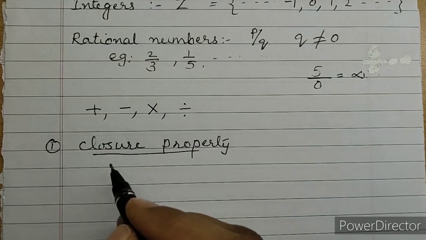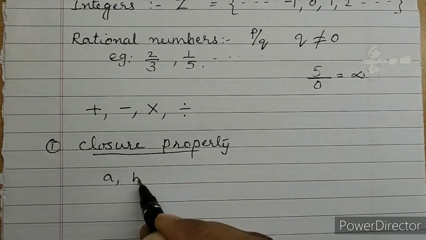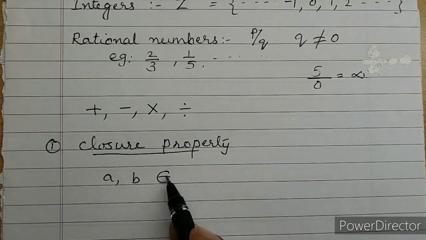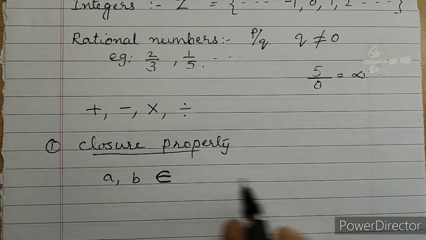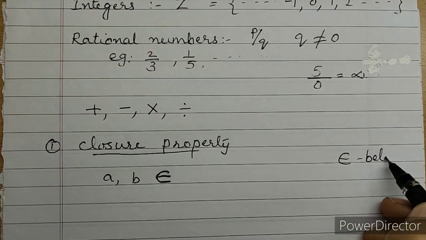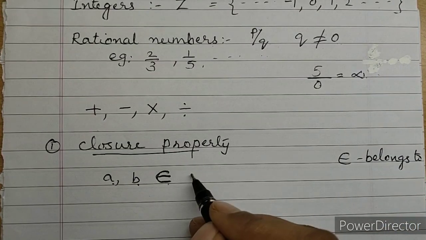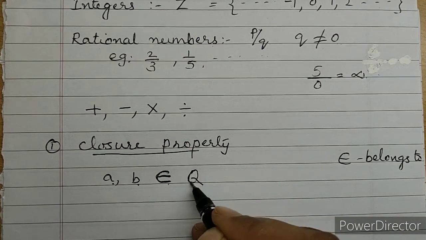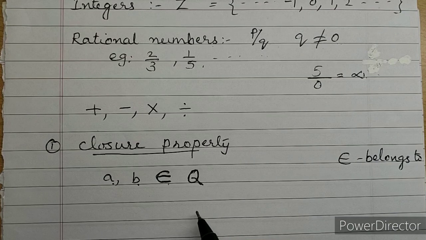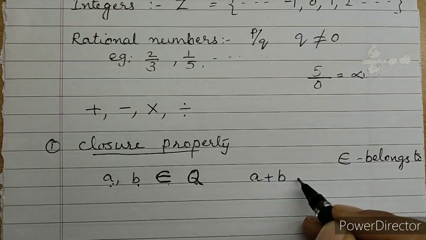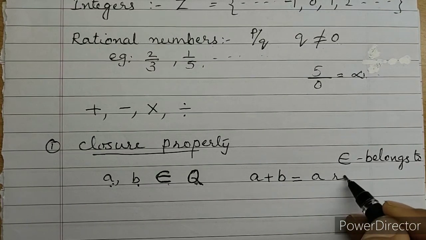Closure property means if A and B, small letter A and B, are any rational numbers, we will represent it as A, B belongs to Q. This is the symbol for belongs to. Q is the symbol for rational numbers, which has come from quotient. So if A and B are rational numbers, then A plus B is also a rational number.